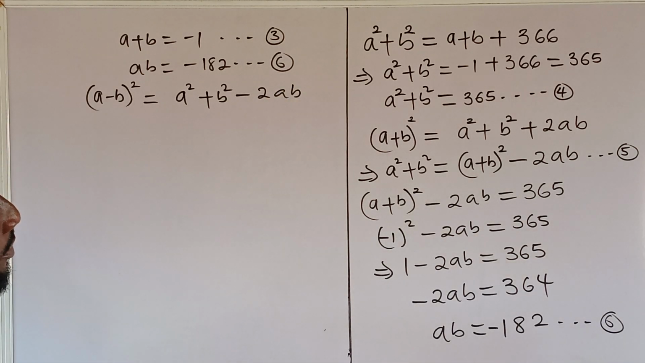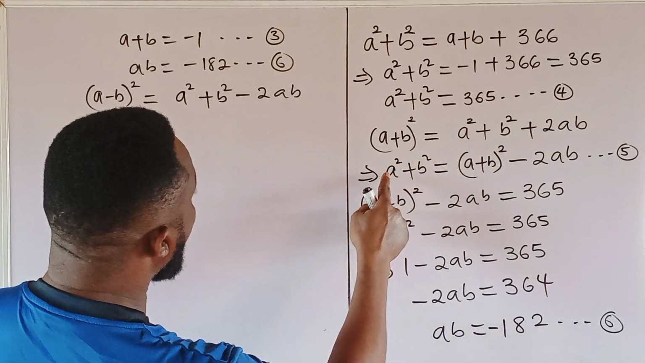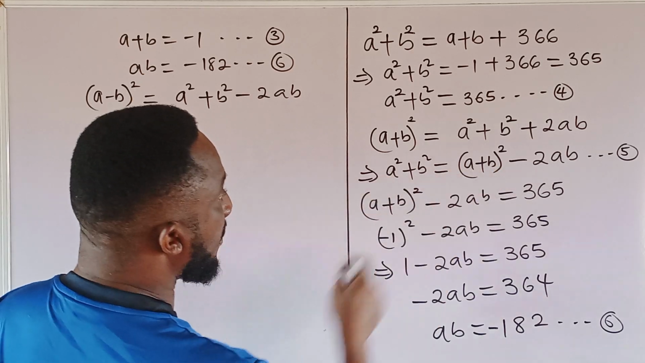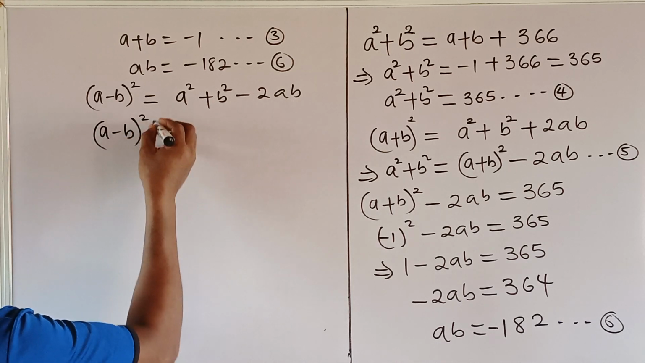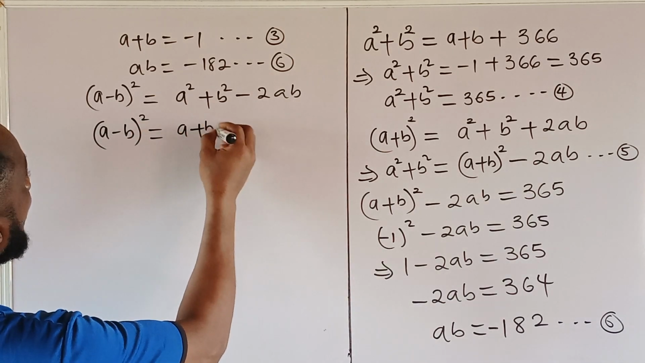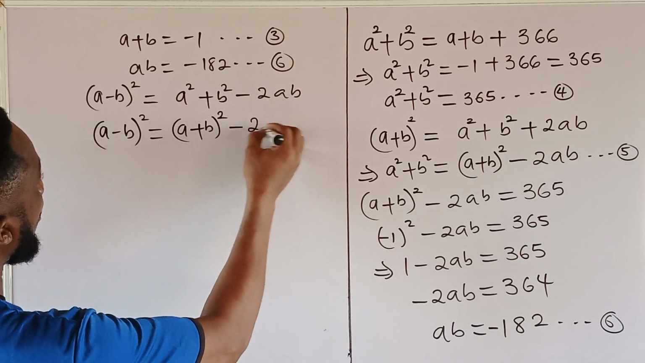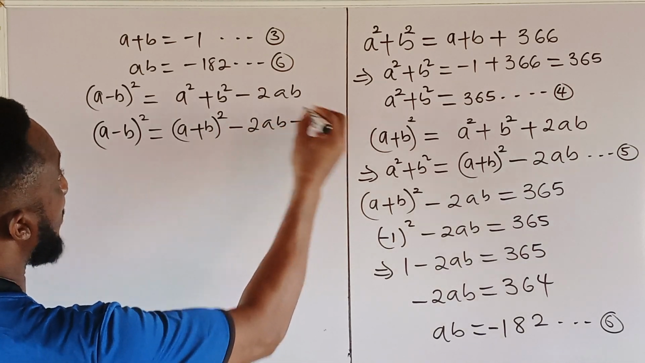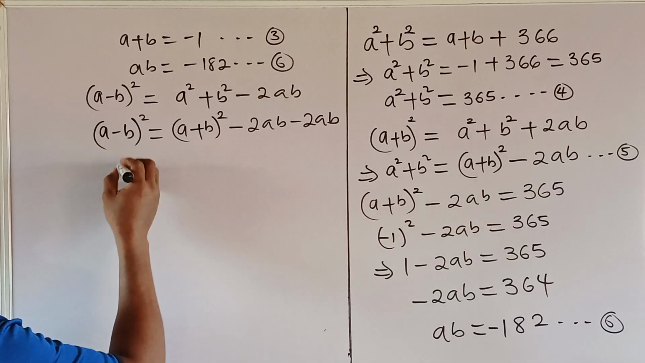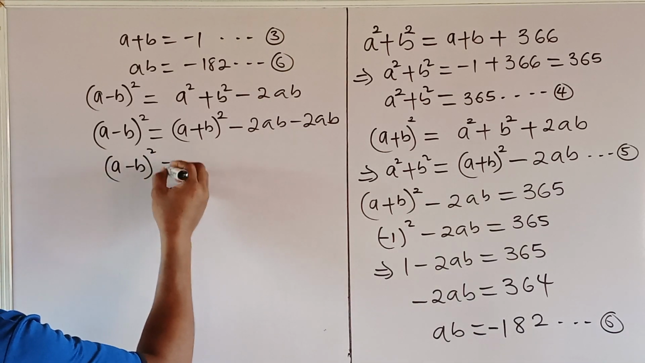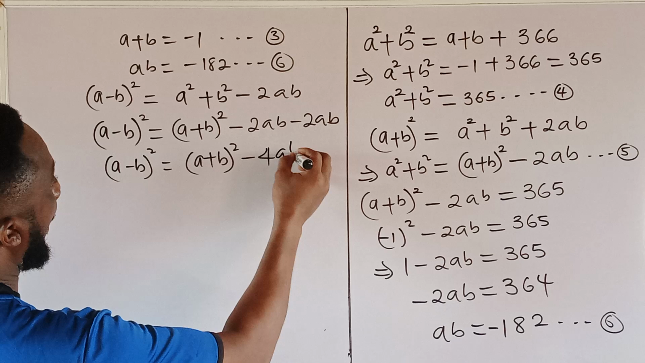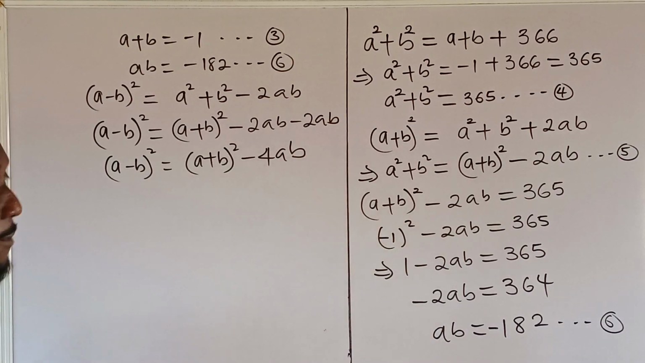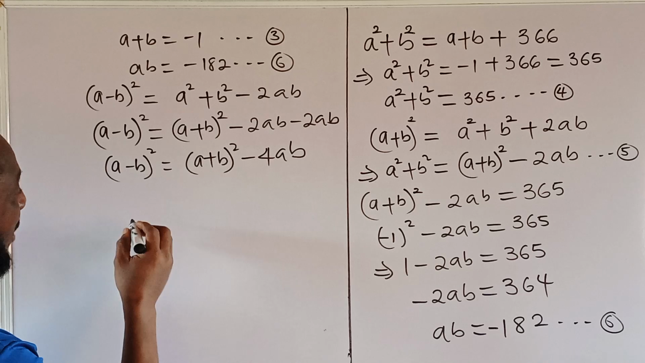Now from equation 5, we can see clearly that a squared plus b squared is (a plus b) whole squared minus 2ab. So I can then write (a minus b) whole squared equal to (a plus b) whole squared minus 2ab minus 2ab. So we are going to have (a minus b) whole squared equal to (a plus b) whole squared minus 4ab. So our dear subscriber, this is how we actually got that formula.